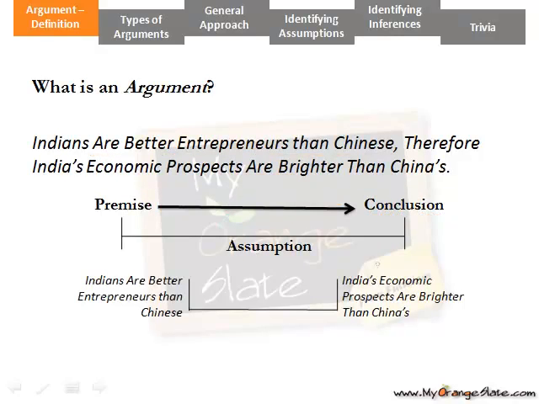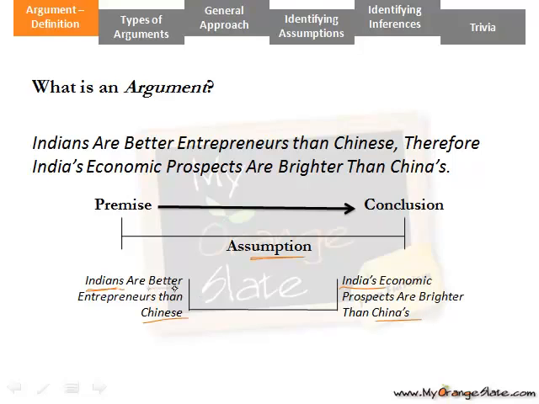So if we write the conclusion as India's economic prospects are brighter than China's, and the premise as Indians are better entrepreneurs than Chinese, we can clearly see that this conclusion does not directly follow from the premise. We must identify the assumption that is made by the author here. If we analyze this argument, the two objects which are compared are Indians and Chinese in the premise, and India's and China's in the conclusion. So word to word, there isn't any gap.